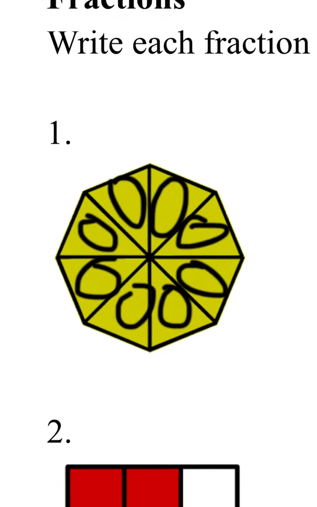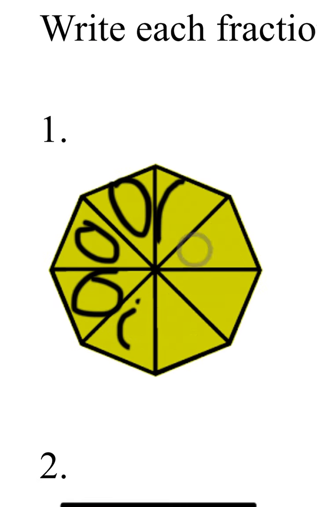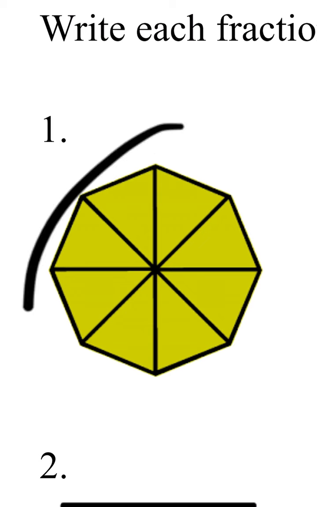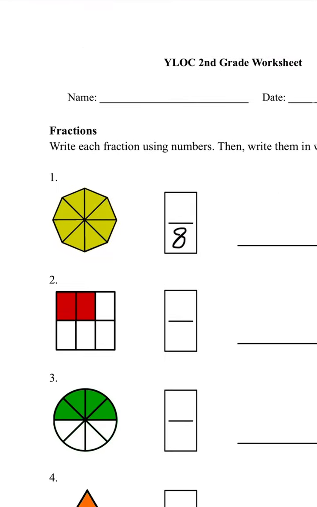Now we need to see how many shapes are shaded inside this. And if we look at it, all of them are shaded, so we also need to write 8 on the top.